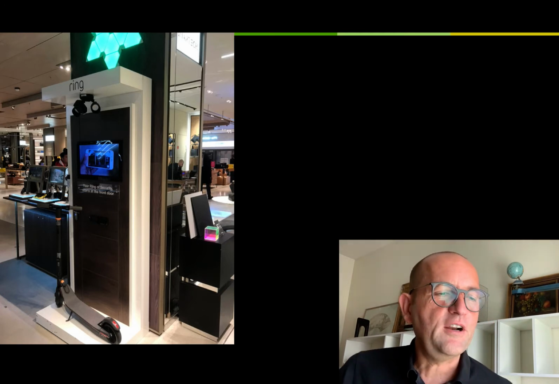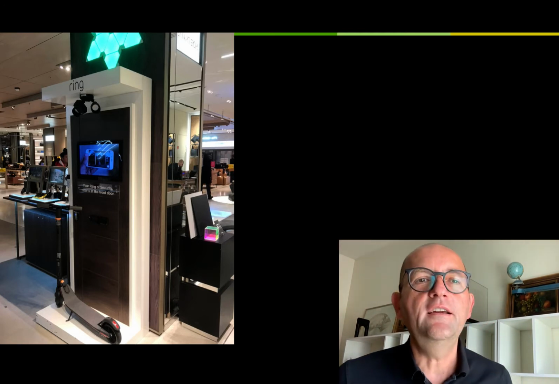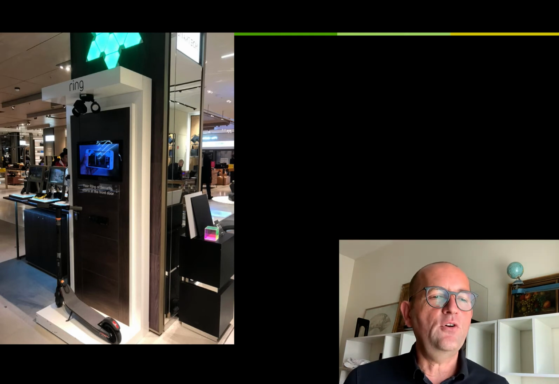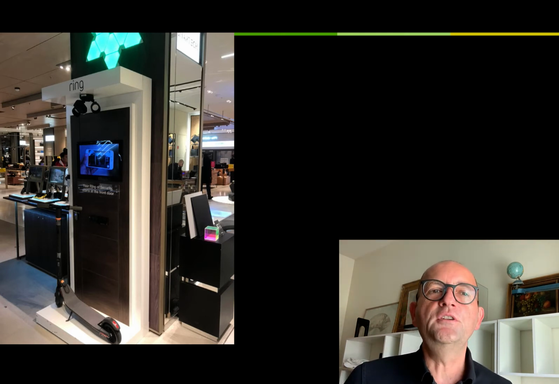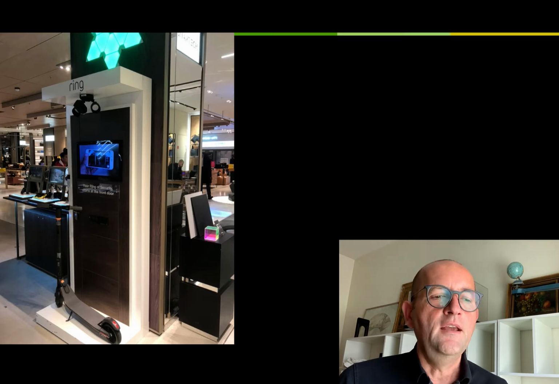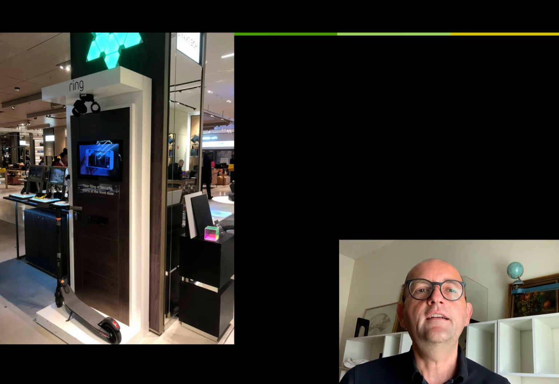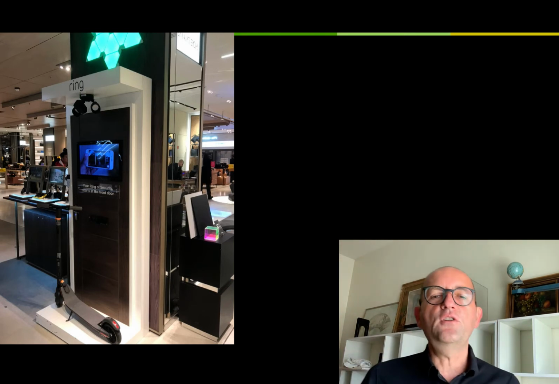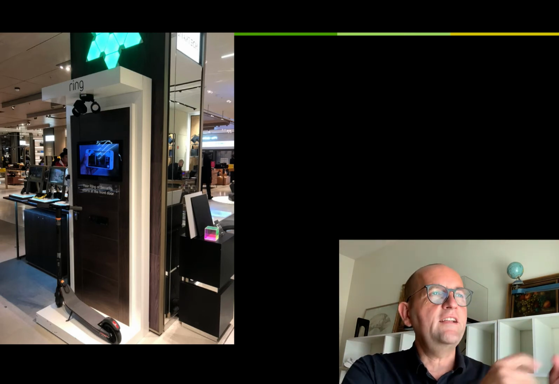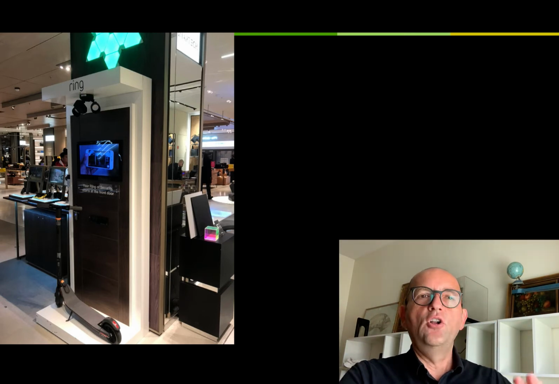By the way, this photograph is from a big shopping mall here in Abu Dhabi, and I saw the exact same setup in London just a few weeks earlier. So it is a worldwide rollout of these products, and clearly does not only serve American law enforcement and security services.